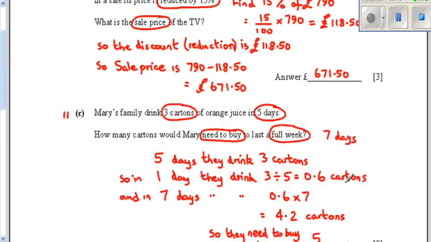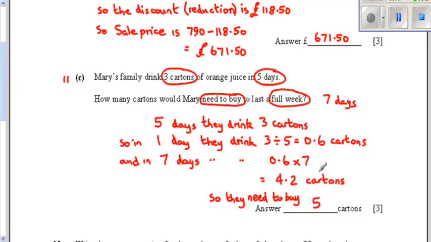So now we know how much they drink in 1 day, so we can work out how much they drink in 7 days, a full week. So it's going to be 7 multiplied by 0.6, which is 4.2 cartons. And let's have a look at that. You can't buy 4.2 cartons, so they need to buy 5 cartons.